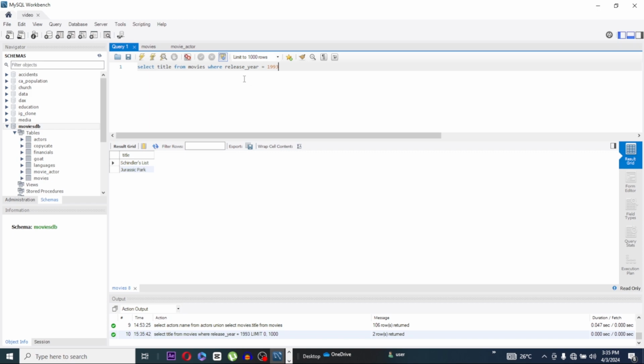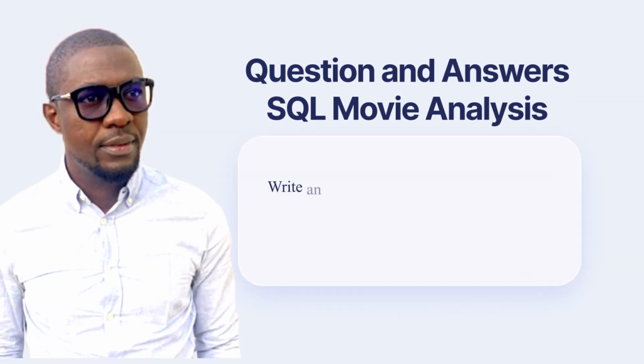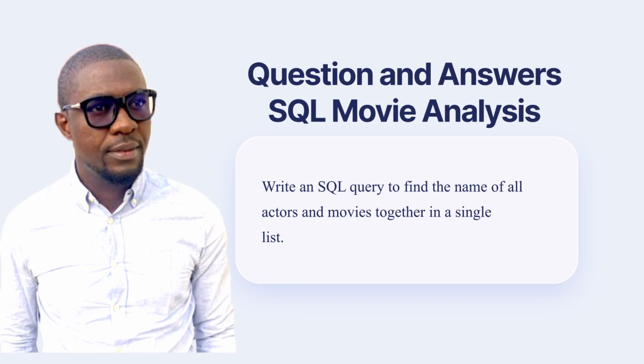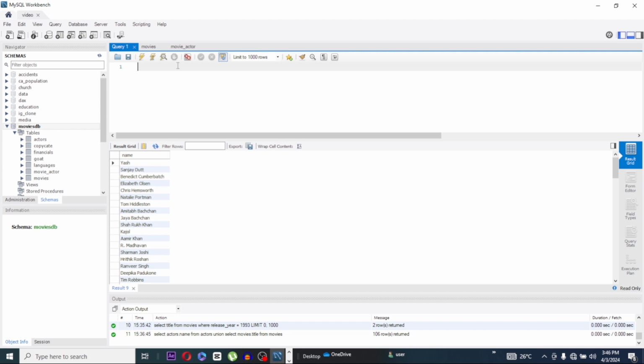Perfect. Okay, let's move to the next question. Write an SQL query to find the name of all actors and movies together in a single list. In this one, we are going to use our union. But first, let's put our query together. It means we are going to merge two tables, but the output will be in a single list. So that is where union comes in.